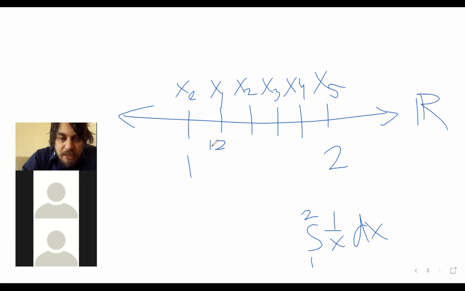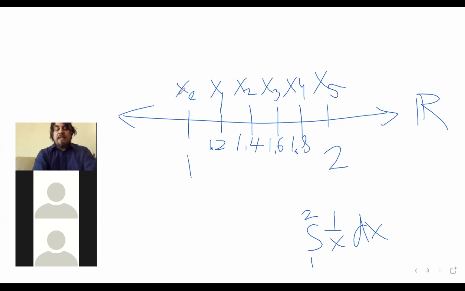So this is 1.2, this is 1.4, this is 1.6, this is 1.8, and when you add 0.2 to 1.8, you get the 2 at the end. So x naught is 1, x1 is 1.2, x2 is 1.4, x3 is 1.6, x4 is 1.8, and x5 is 2. You keep moving 0.2 to the right, and if you do it 5 times, you get 2: 1, 1.2, 1.4, 1.6, 1.8, 2. See that?